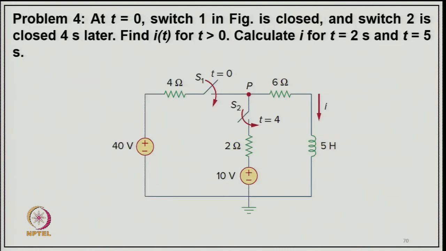So, coming to problem 4, at t equal to 0, switch 1 in figure 1 is closed and switch 2 is closed 4 seconds later. Find I(t) for t greater than 0 and calculate I for t equal to 2 seconds and t equal to 5 seconds. So, switch 1 is closed at 0 second and switch 2 at 4 seconds, and we have to find the current through the inductor at 2 seconds and 5 seconds, that is after the first and second transitions.